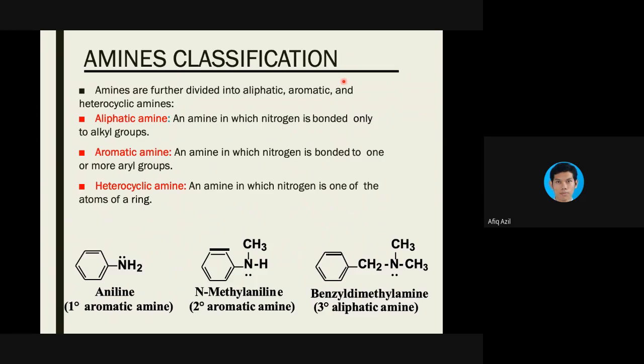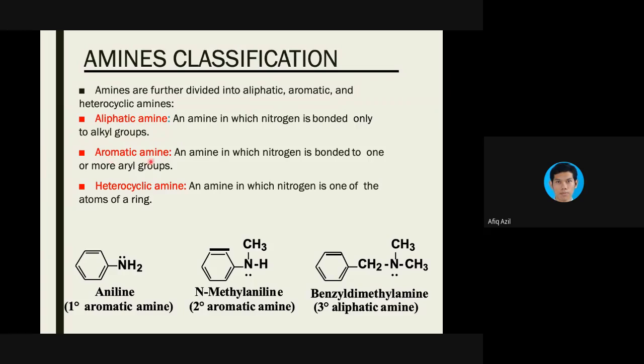Okay, then that is on whether it is primary, secondary, or tertiary. So amines are further divided into aliphatic, aromatic, and heterocyclic amine. So what is aliphatic amine? An amine that has the nitrogen bonded only to alkyl groups, which is R. Basically it is an alkyl group, which simplest can be CH3, or it can be CH2, CH3, or it can be maybe 10 carbons, or maybe 5 carbons. So as long as it is not aromatic or cyclic, that will be alkyl groups.